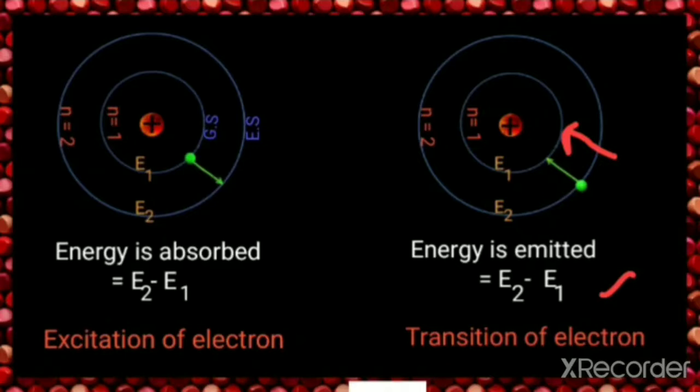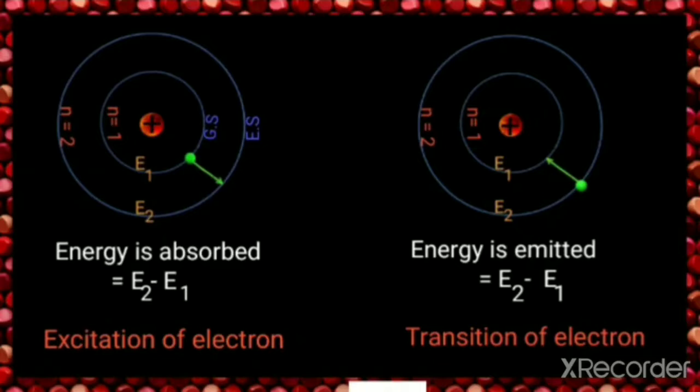This is called the transition of electron. That means when the electron jumps to a higher energy level, it comes back to its ground state by emitting radiation. So here, energies E1 and E2 are the energies of two energy levels, and the difference between the two energy levels is the energy which is absorbed or emitted when the electron jumps from one energy level to another.